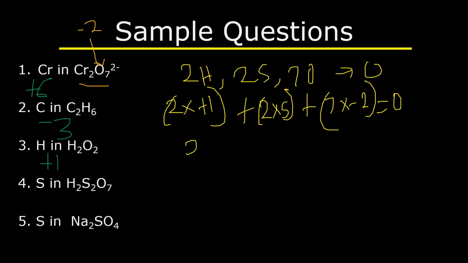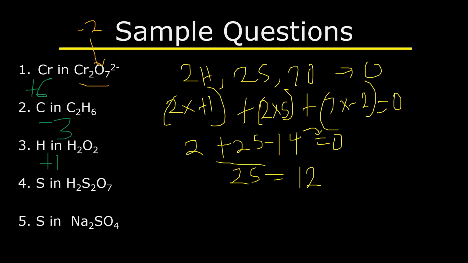So it's going to be 2 plus 2S minus 14 equals 0. So 2S will be equal to 12, because it's going to be plus 14 minus 2. So it's going to be 12. And so S has a charge of +6 in this compound. So I can just go ahead and write +6.